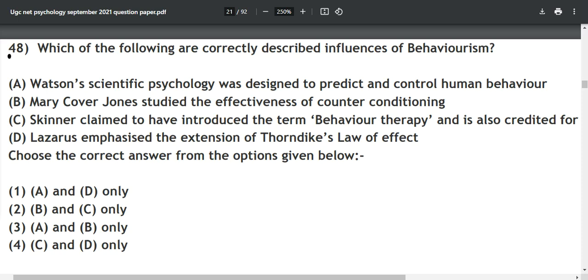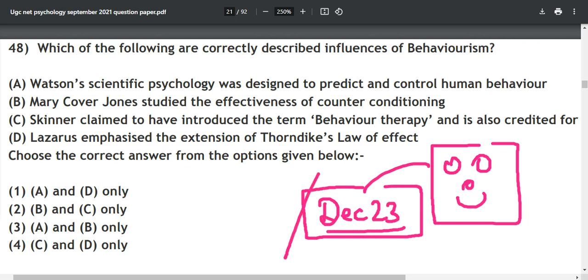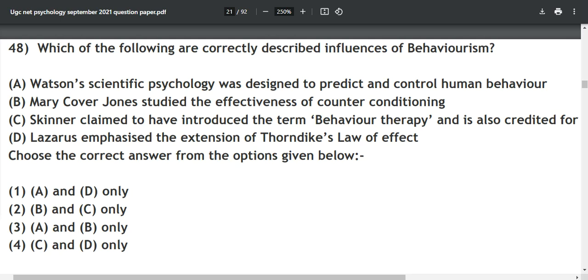Now, next question, that is our question number 48. A good question, and you will be shocked to know that this question has been repeated once again in, I guess, December 23, or maybe in June 24, whatever year it is. But in a recent exam, this question was repeated. I will tell you where. The question is: which of the following are correctly described influences of behaviorism? They are talking about influences of behaviorism.